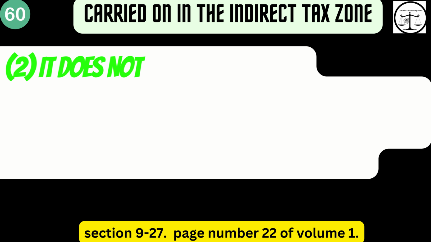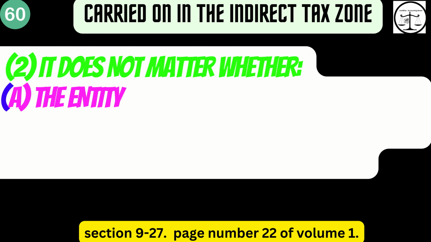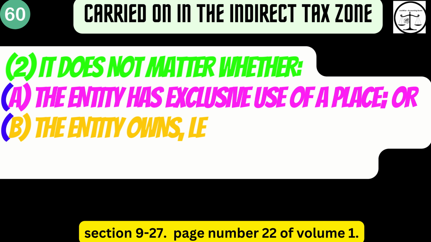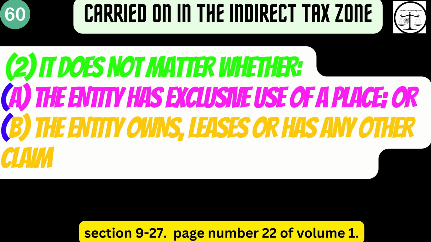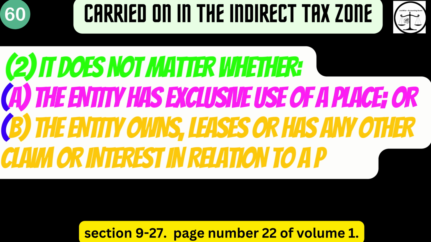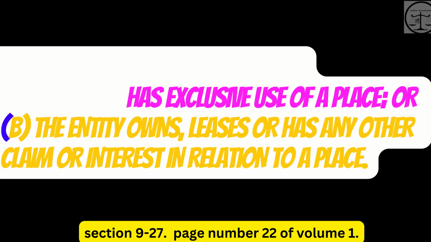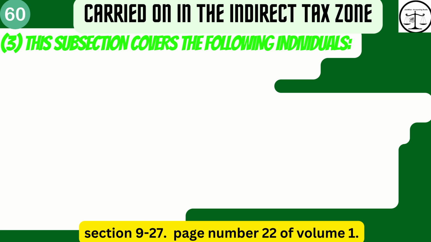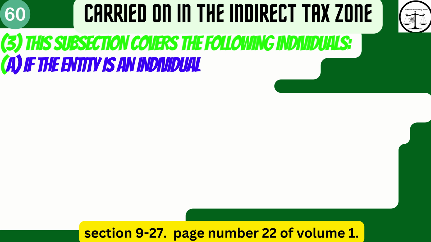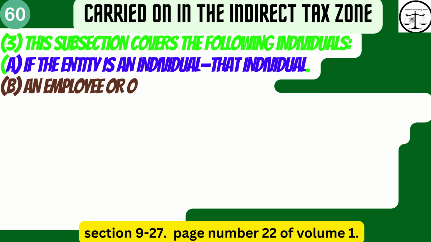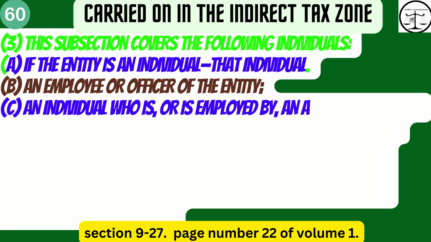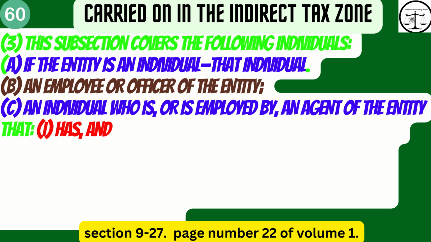2. It does not matter whether A. The entity has exclusive use of a place, or B. The entity owns, leases or has any other claim or interest in relation to a place. 3. This subsection covers the following individuals. A. If the entity is an individual, that individual. B. An employee or officer of the entity.